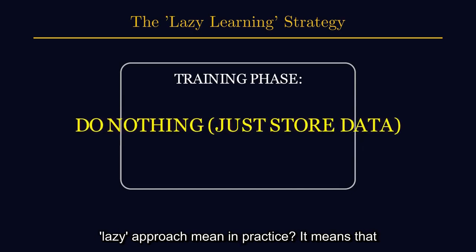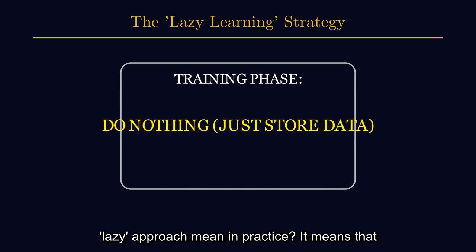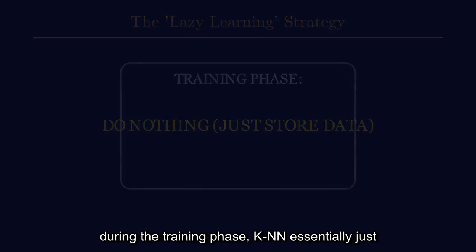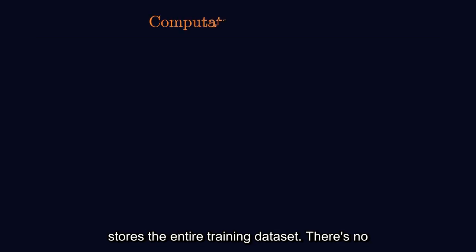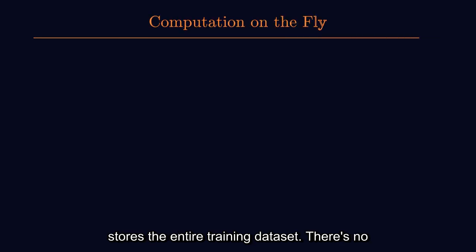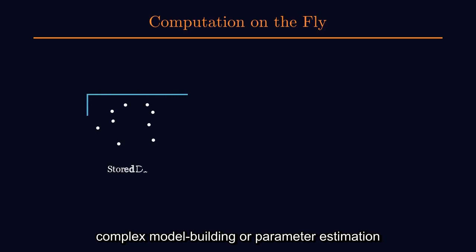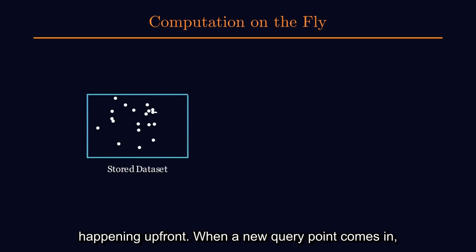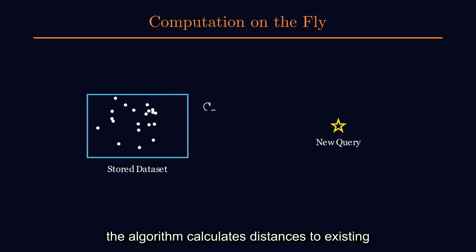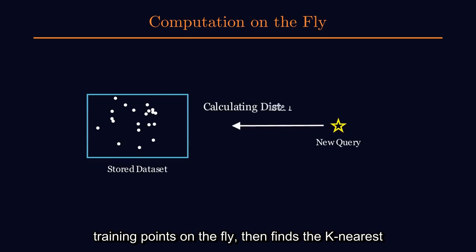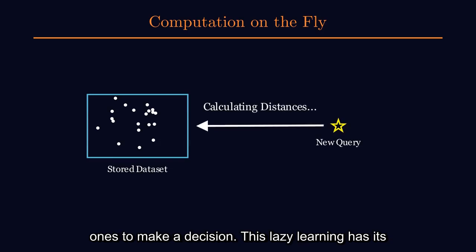What does this lazy approach mean in practice? It means that during the training phase, KNN essentially just stores the entire training dataset. There's no complex model building or parameter estimation happening up front. When a new query point comes in, the algorithm calculates distances to existing training points on the fly, then finds the k-nearest ones to make a decision.